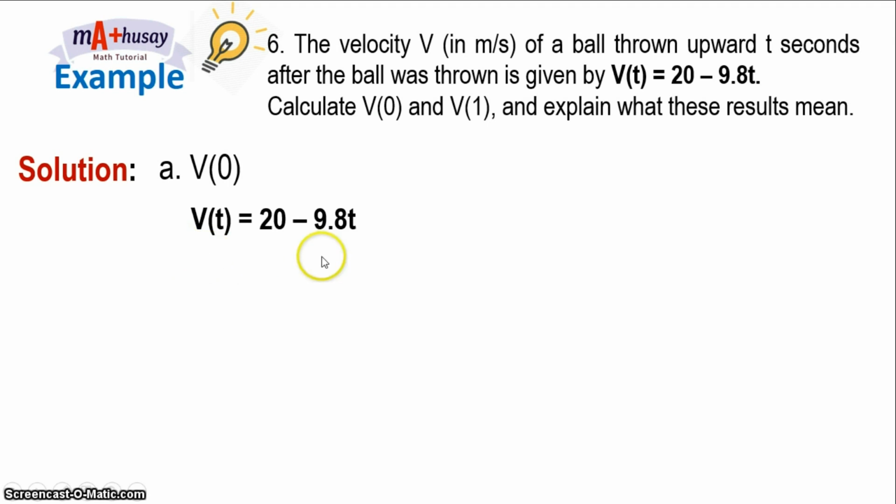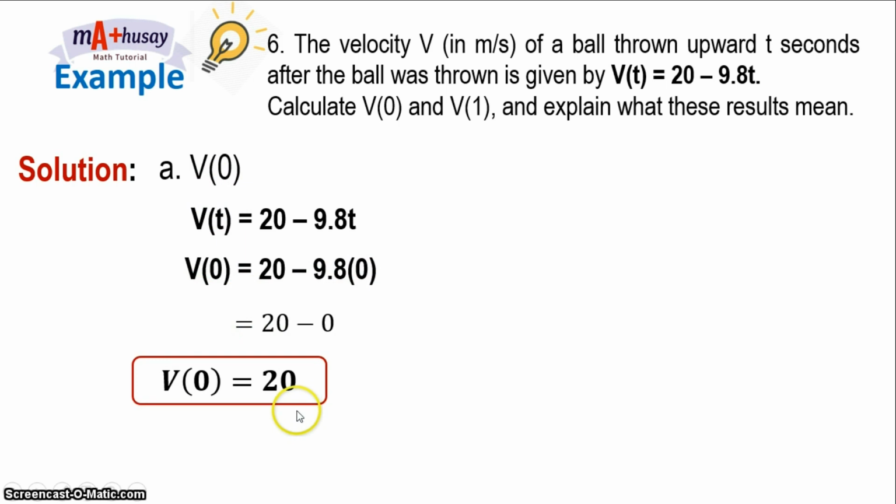So, kapag ang ating function ay v of t equals 20 minus 9.8t at i-substitute natin ang t with 0, so we have v of 0 equals 20 minus 9.8 times 0. So, 9.8 times 0 is 0. So, v of 0 is equal to still 20. So, ito yung initial velocity ng bola.